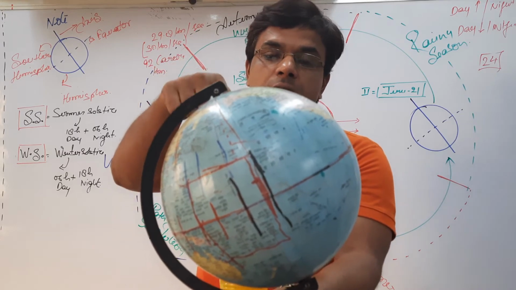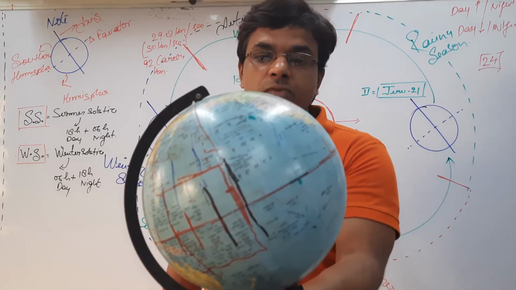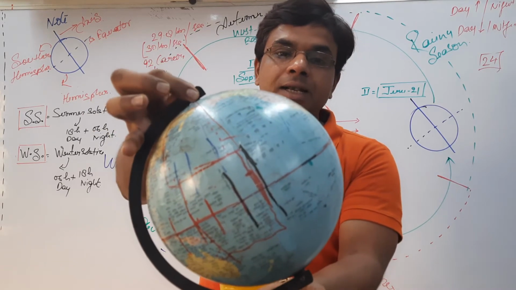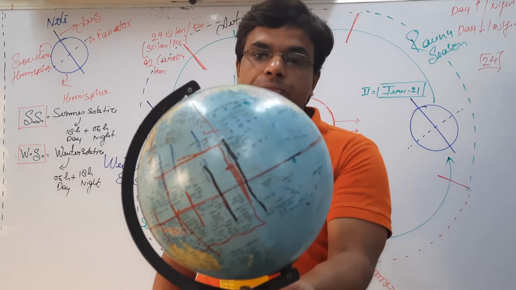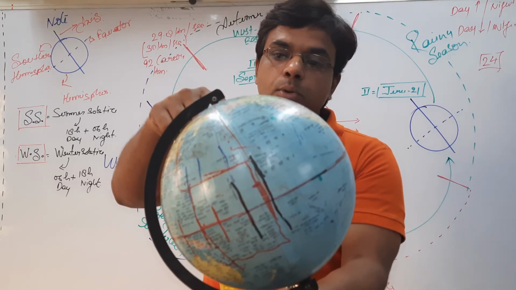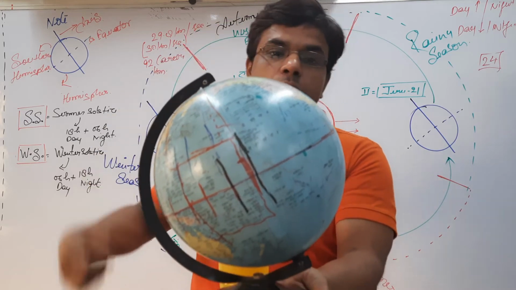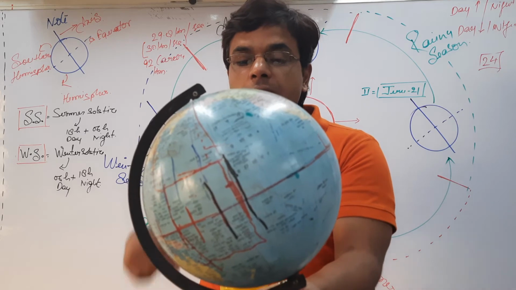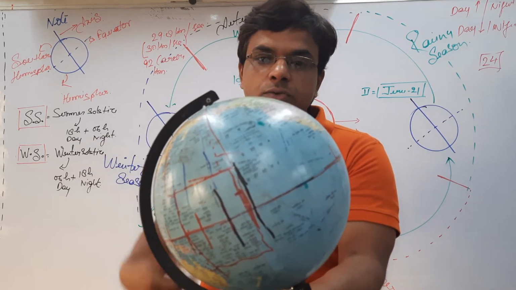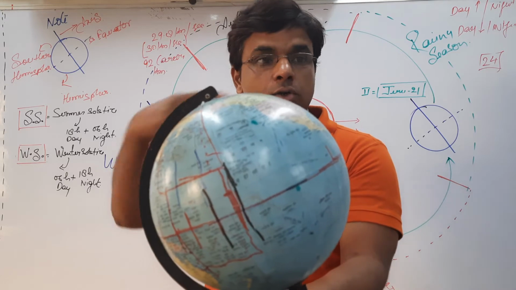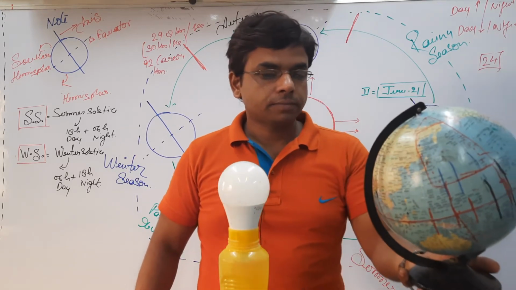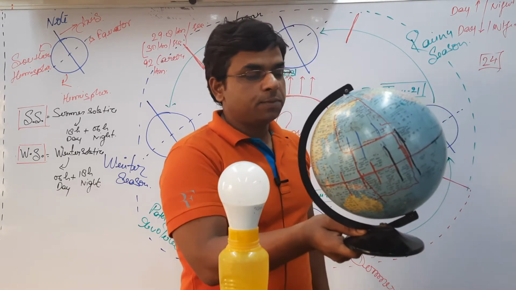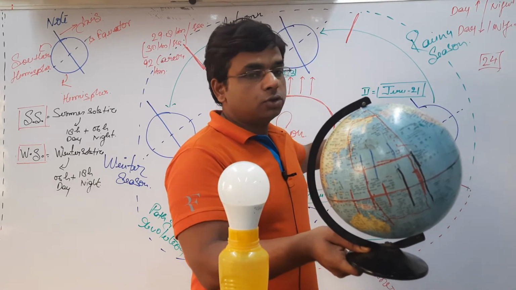If the earth is here on the 21st of March, you will notice that both the North Pole and the South Pole are maintaining an equal distance from the sun. Now the revolution direction is from west to east. So we are moving from west to east and come to here. On this date at this position we are on the 21st of June.